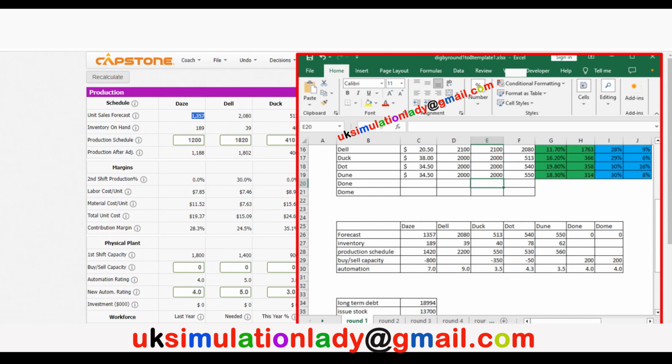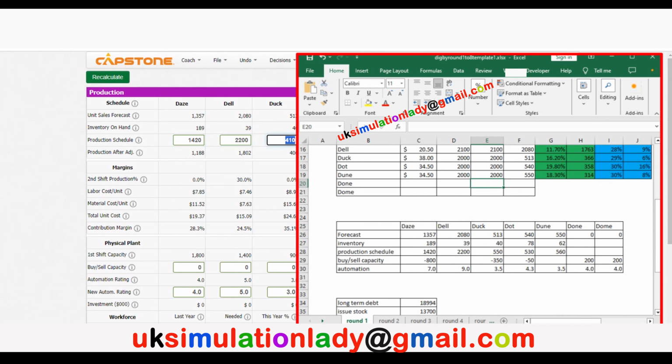For Daze, add an inventory of 189 units. Our production schedule is 1,420 units, slightly more than our forecast of 1,357. This buffer ensures we don't stock out if demand exceeds projections. For Dell, with an inventory of 39, the production schedule is 2,200 units, again slightly more than forecasted. The goal here is to avoid stockouts and meet any unexpected demand increases.